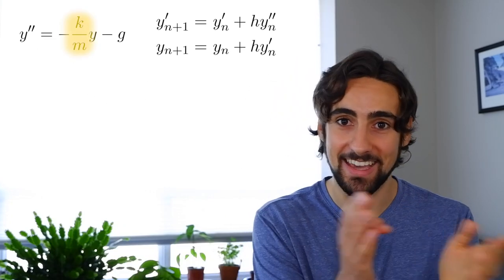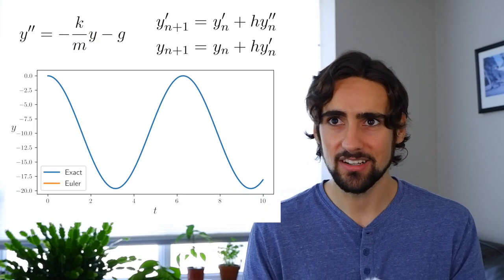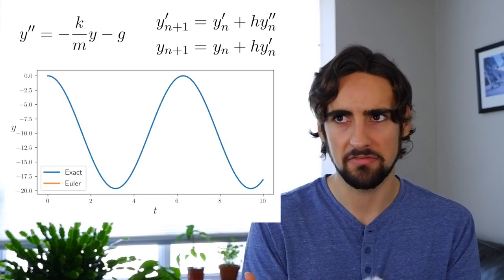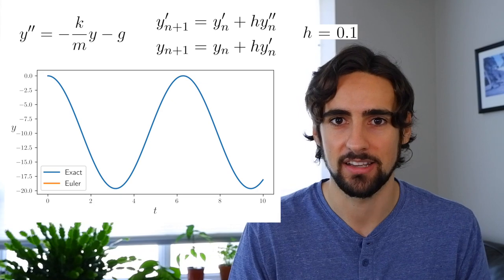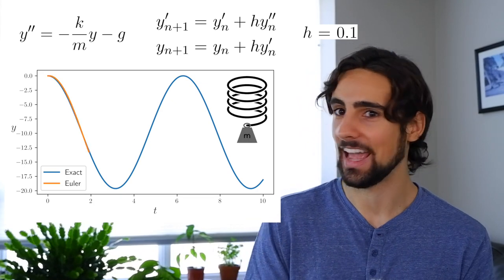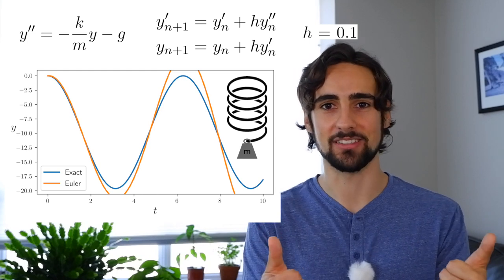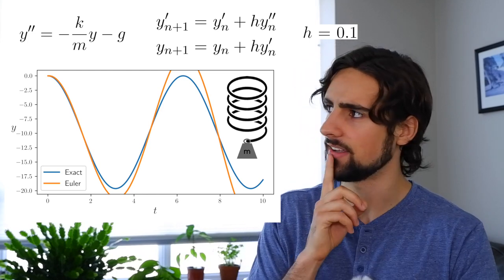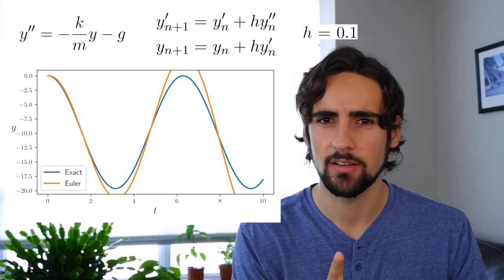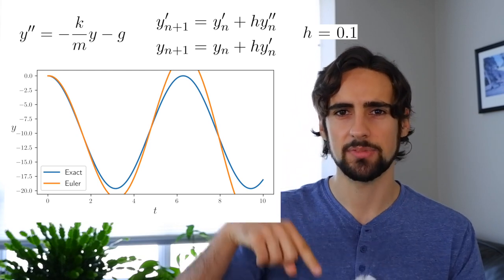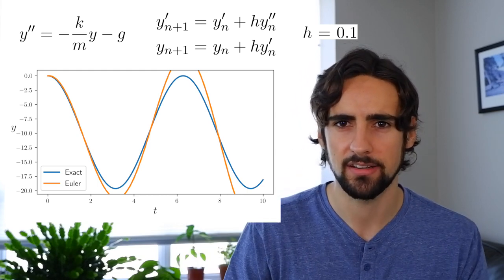Once again, I'll set k and m equal to 1. And I'll take a relatively small time step of h equals 0.1 seconds. And if I let it run, I get a spring that is bouncing up and down in time. That's pretty awesome. Whoa, wait a second. Did you notice something weird there? Did you see how the oscillations seem to get bigger and bigger near the end?